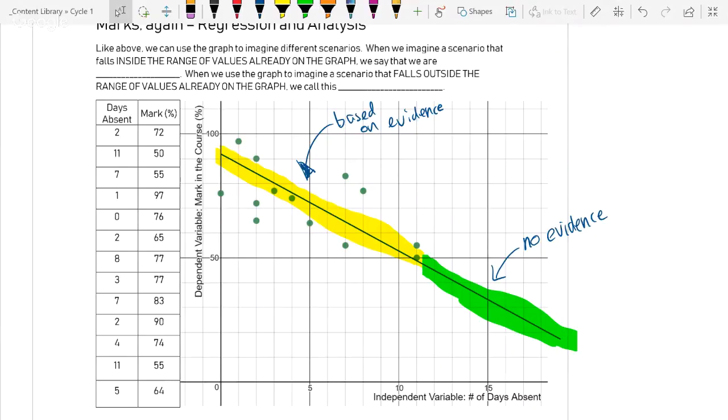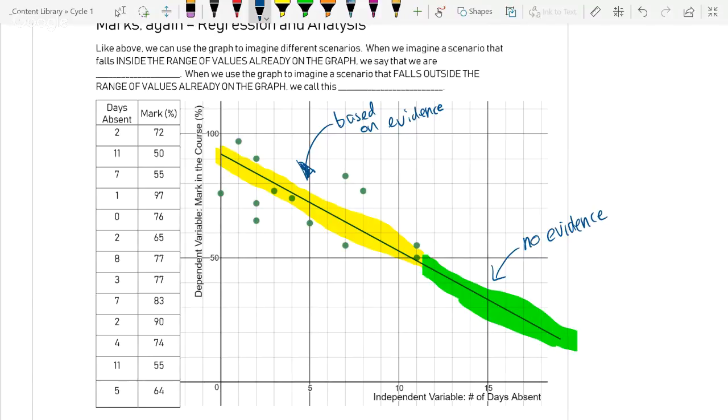Or I could follow this line all the way down until we had like 500 absences. But can you have 500 absences in a course? No, that doesn't even make sense, right? Or I could follow this line the other way and be like, oh man, if you miss negative 30 days, you should have 200 in this course. Does that make any sense?